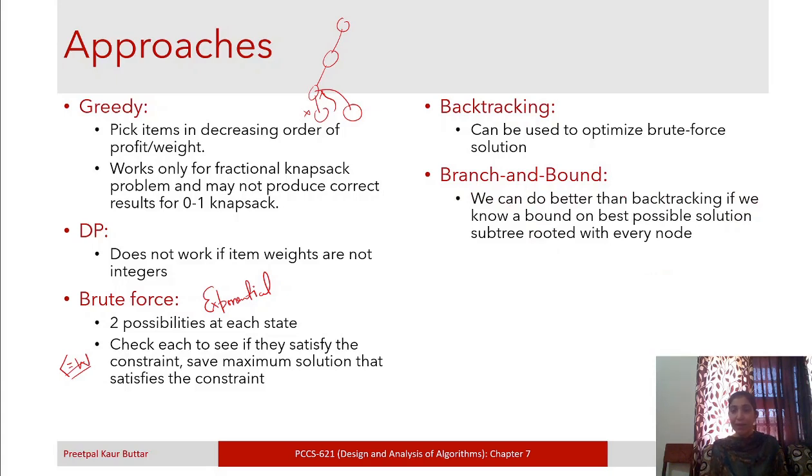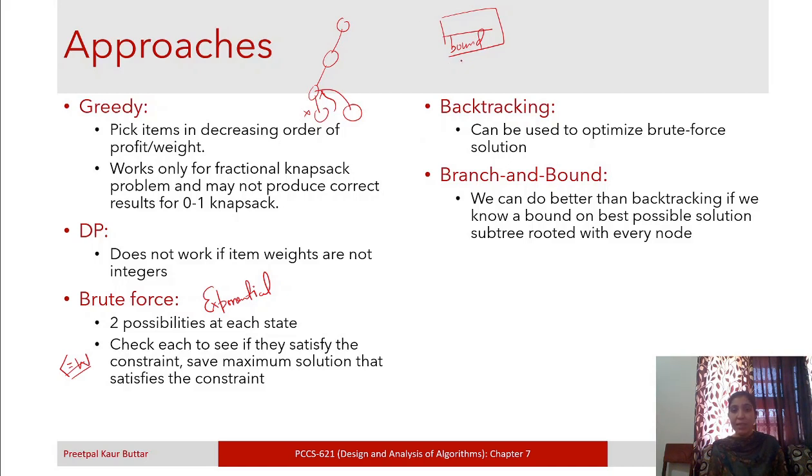Here we can do better than backtracking if we know a bound on the best possible solution in the subtree rooted with every node. As you might remember, in the previous lecture on branch and bound, on the job assignment problem, we used a bound. At every node we calculated a bound. The bound can be an upper bound or a lower bound. Upper bound is used in maximization problems and the lower bound is used in minimization problems.